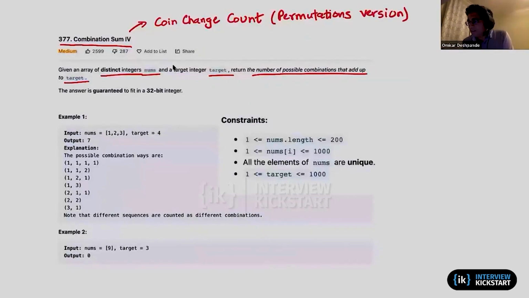So we are going to interpret these numbers that are given to us in this array nums as a set of distinct coin denominations. So let's consider these as coin denominations. That means something like 1 cent coins, 5 cent coins, 10 cent coins, 25 cent coins, and so on.